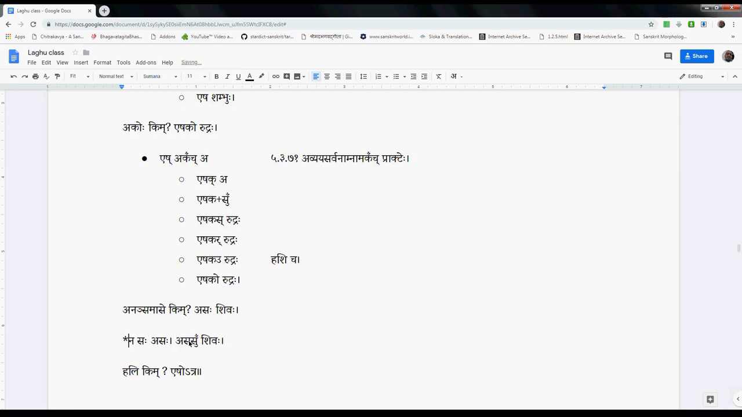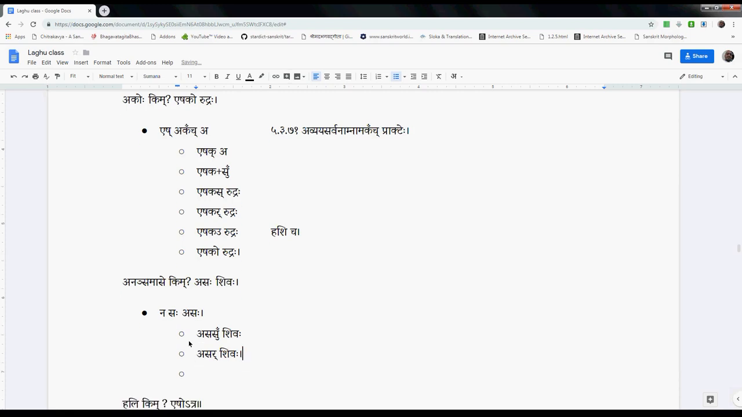And what will you get instead? You will get Asa Su Shiva and then you will get Asar, Asa Room. It will become Room, it will not take Lopa there, Lopa Adesha. Asar Shivaha, sorry, Asar Shivaha, and that becomes Asas Shiva.